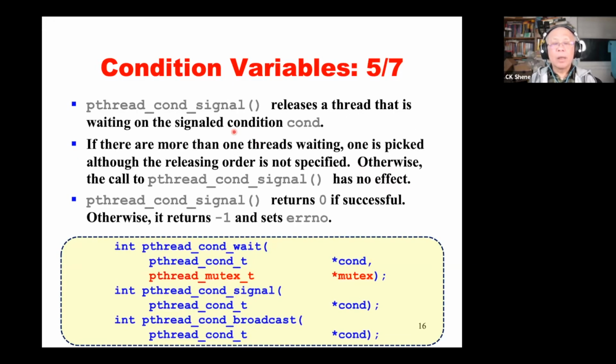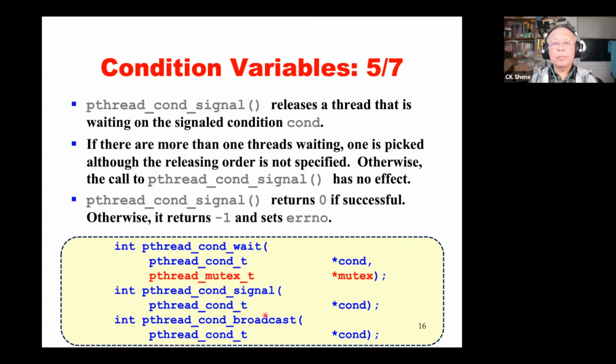Then let's look at condition signal. When a thread calls condition signal, it would release a thread that is waiting on the waiting list of this condition. If there is more than one thread waiting, one is picked. But we don't know which one will be picked. Never assume any order. Otherwise, if there's no one waiting on that condition, this call has no effect, as if it never happened. As you can see, a thread calls condition signal, and the only argument is the condition variable to be signaled. If condition signal returns 0, it means the signal was successful. Otherwise, it returns -1, and please check the error number.